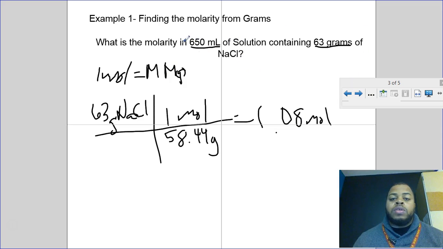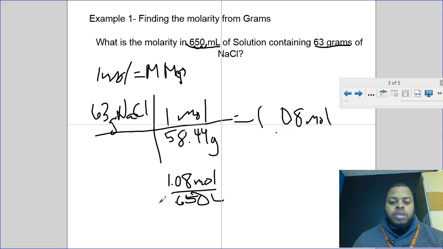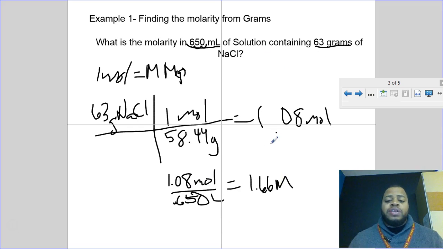Okay, now I have my moles, and I have a volume. And what was the trick I told you of how to turn milliliters into liters? We move the decimal, 1, 2, 3. So it's going to be 1.08 moles divided by 0.650 liters. We come out with a final answer of 1.66. So it's the same process. I just had another step I had to do beforehand, which was to convert it into moles. Let's look at another example.